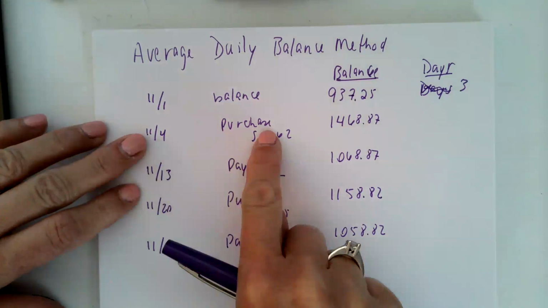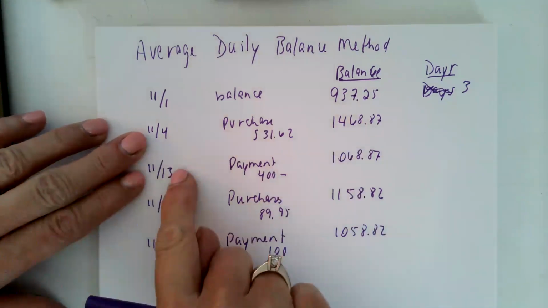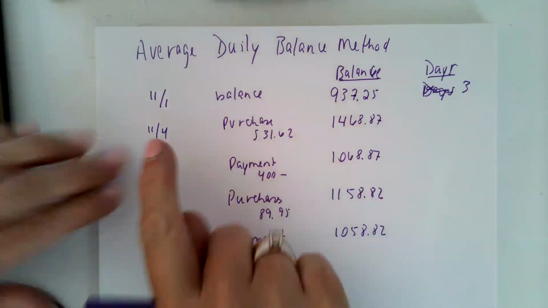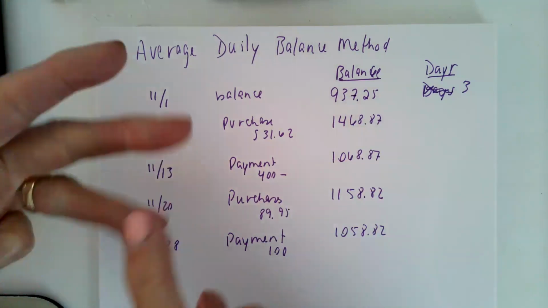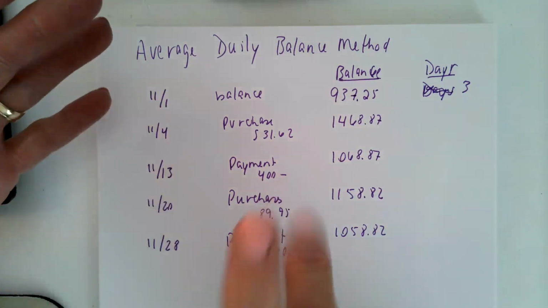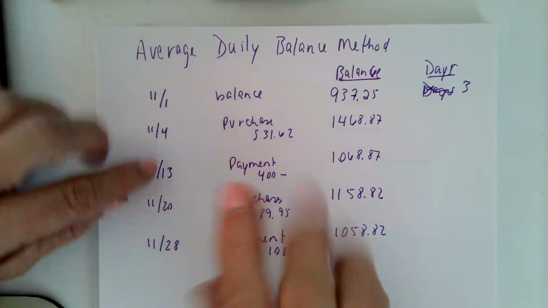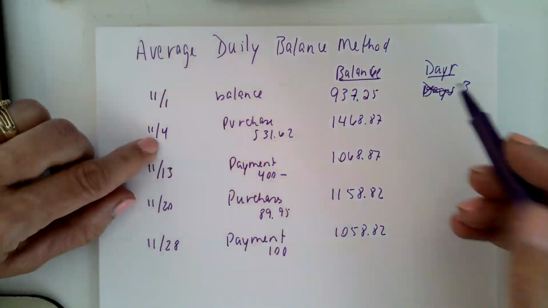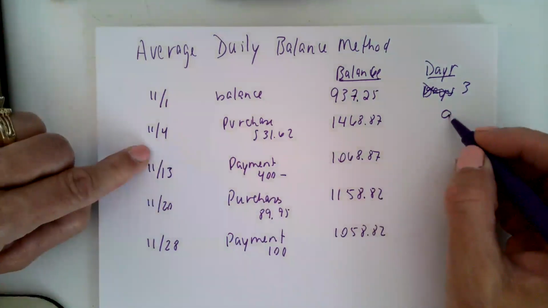Then on the 4th, I made a purchase. And from the 4th to the 13th, it was this new balance. So we've got the 4th, the 5th, the 6th, the 7th, the 8th, the 9th, the 10th, 11th, the 12th. So that was 9 days. 13 minus 9 is 4. 13 minus 4 is 9.